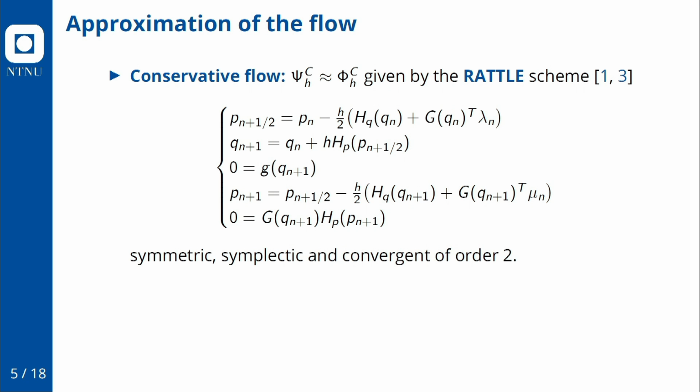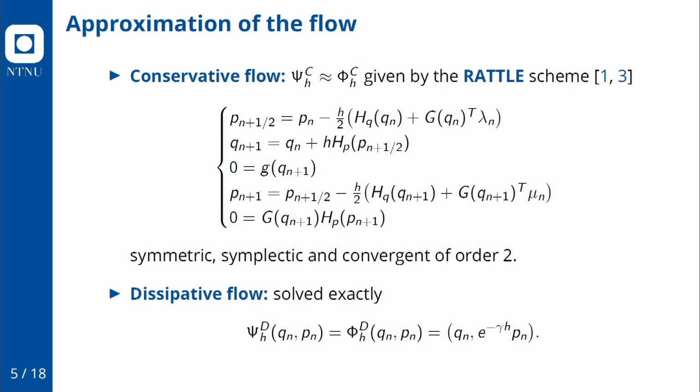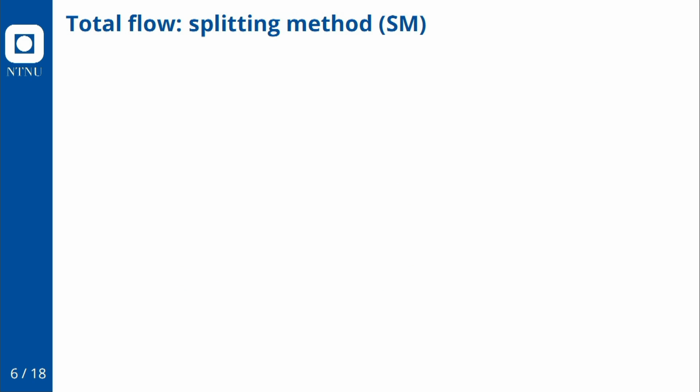This system is symplectic, symmetric, and convergent of order 2. And for what concerns the dissipative part of the system, that can be solved exactly. Q remains the same, and the momenta are multiplied by an exponential. And composing these two flows, we get the flow of the whole system, and this is also known as a splitting method.